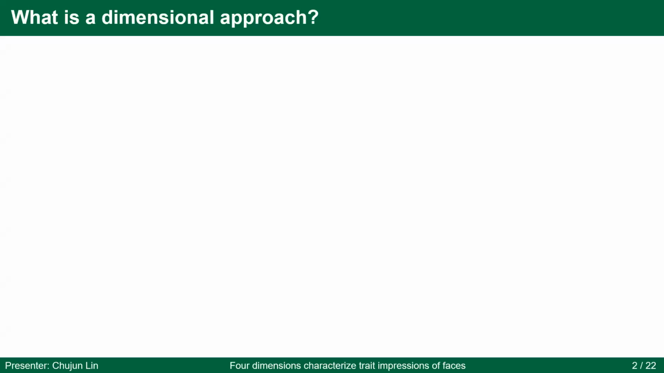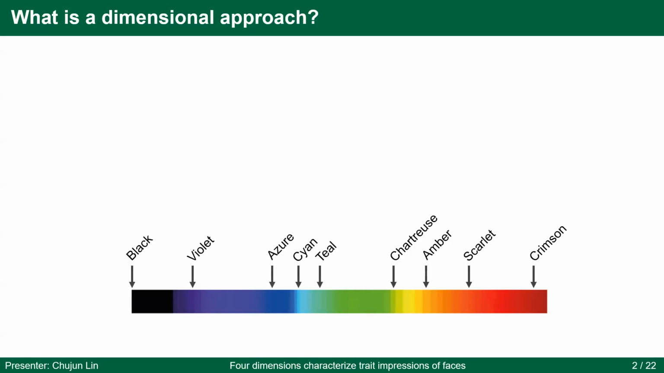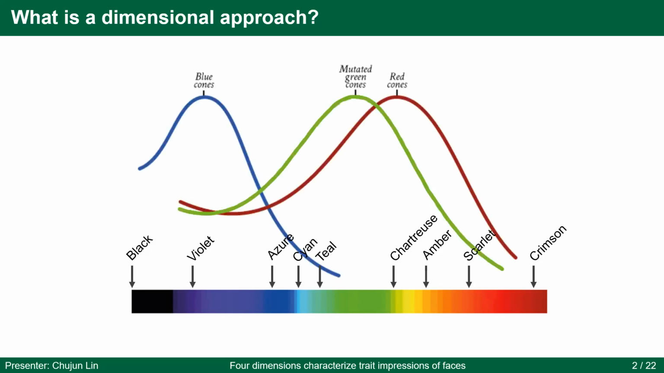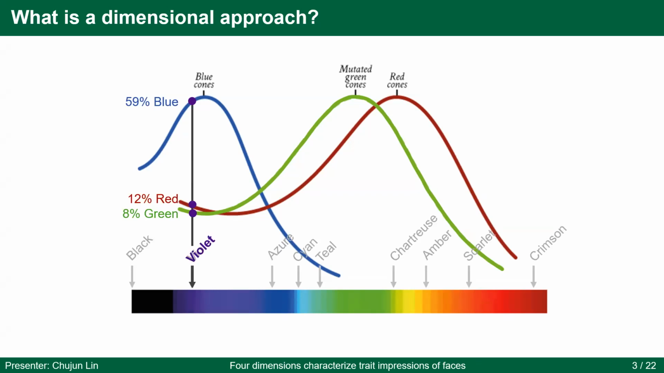First, what is the dimensional approach? Let's first look at an example that we are familiar with. We can perceive and have words for a wide spectrum of different colors. However, our mind does not have a distinct representation for every one of these different colors. Instead, human eyes only have three types of cones that are sensitive to light of different wavelengths. It is the combination of these three color dimensions, blue, red, green, at different values, that give rise to the color violet, as well as all the other different colors on the spectrum.